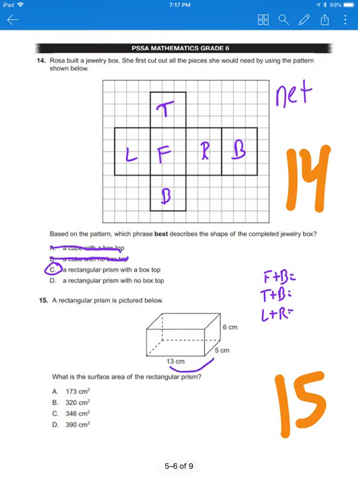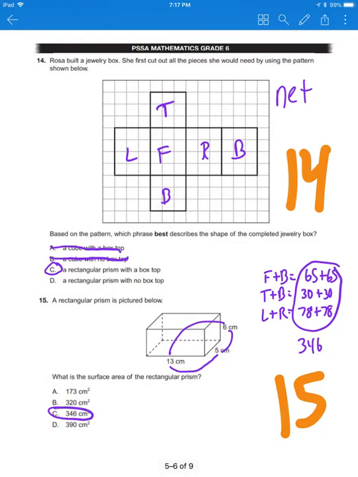Ready? 13 times 5 is 65. So 2 faces are 65. 6 times 5 is 30. So 2 faces are 30. 6 times 13 is 78. So 2 faces are 78. So next we're going to add up all 6 of those faces. And they all add up to 346, which means the surface area is C, 346 square centimeters.